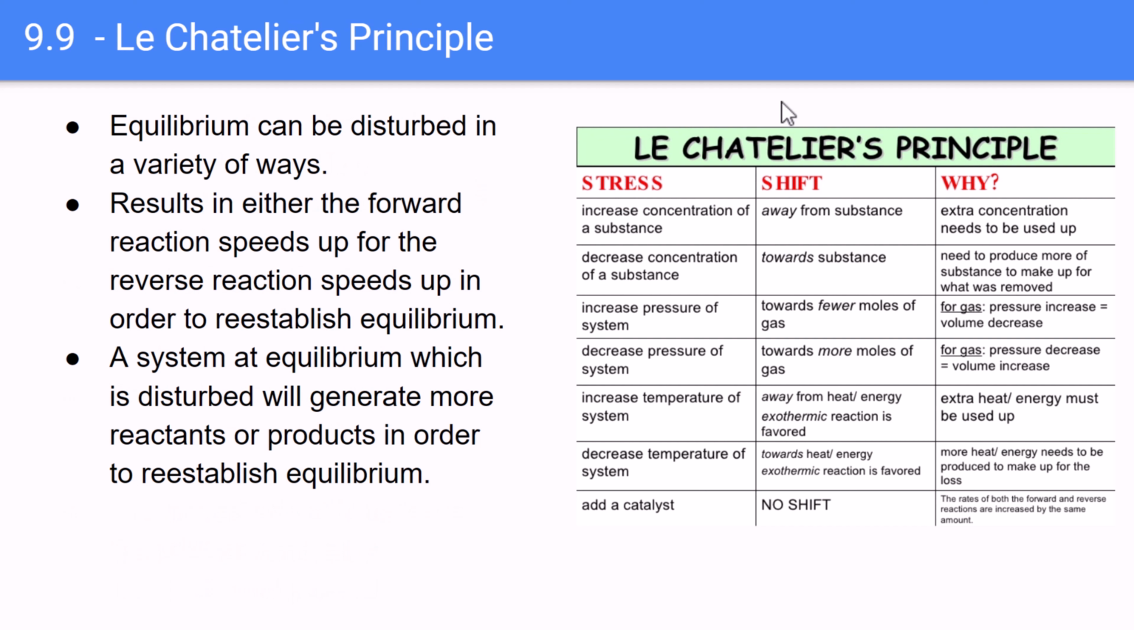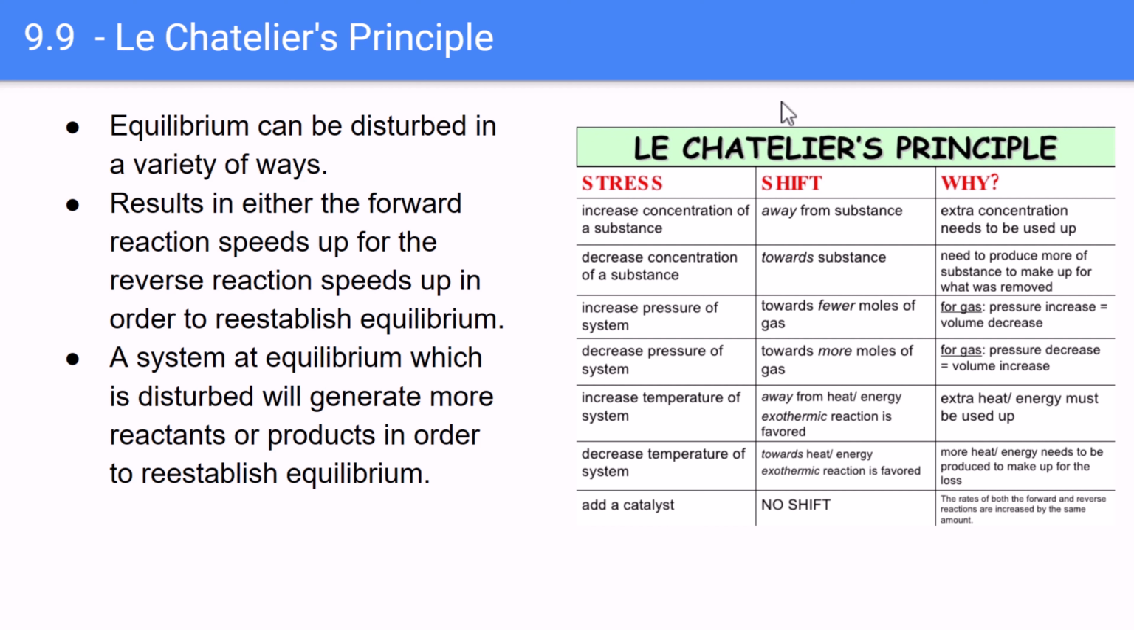All right. Last thing we're going to take an opportunity to cover tonight and just kind of wrap things up and get things finished is the concept of Le Chatelier's principle. Equilibrium can be disturbed in a variety of different ways. This results in either the forward reaction speeding up or the reverse reaction speeding up in order to reestablish equilibrium. Essentially, we call these shifts, okay? And a system at equilibrium, which is disturbed, is going to generate either more reactants or more products in order to reestablish chemical equilibrium, okay?